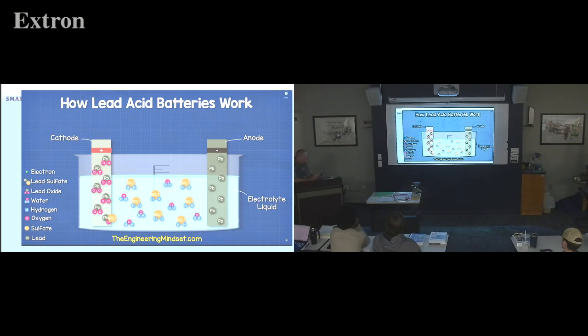At the same time, the lead atoms on the anode are going to react with the sulfate ions in the electrolyte. This reaction will create a layer of lead sulfate around the electrode. During this reaction, 2 electrons are released and collected in the negative terminal. So now we have a buildup of electrons on the negative terminal. As electrons are negatively charged, this means we have a difference in charge across the 2 terminals, and we can measure this with a voltmeter or a multimeter.